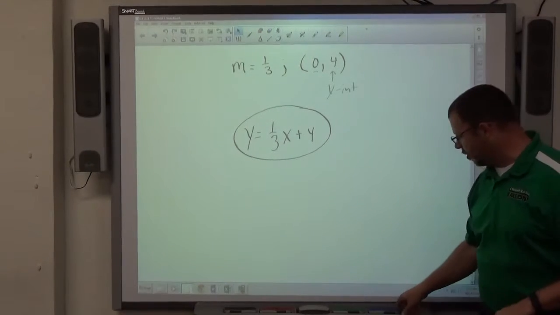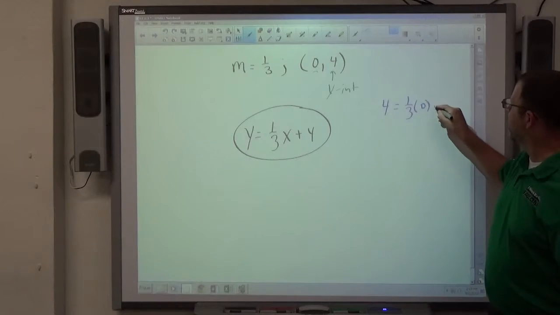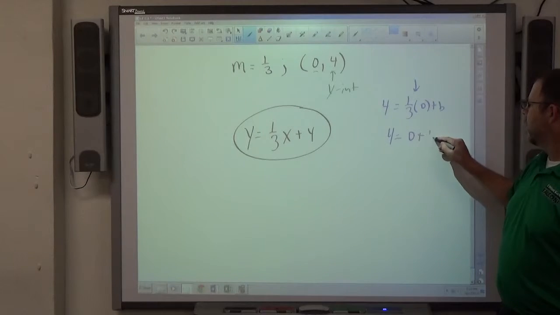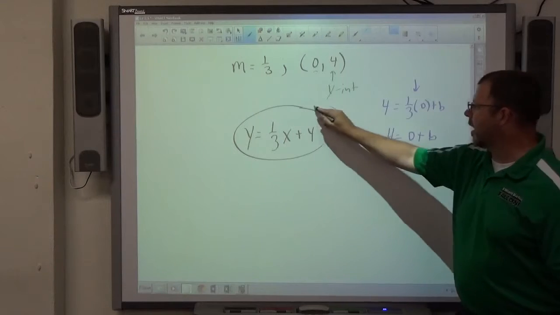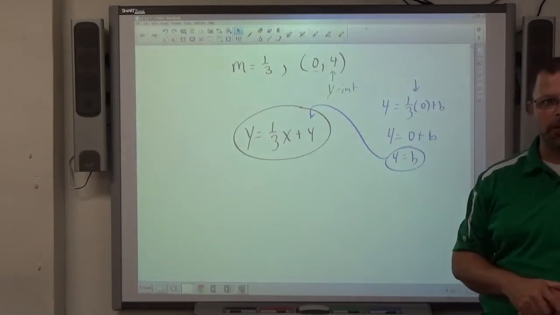If you did try and show your work, y equals mx plus b. Notice 1/3 times 0 makes 0. And 0 plus b is b. That gets you the same result you would have gotten anyway. But again, it's a lot quicker to just recognize it for what it is when you get to it in the homework.